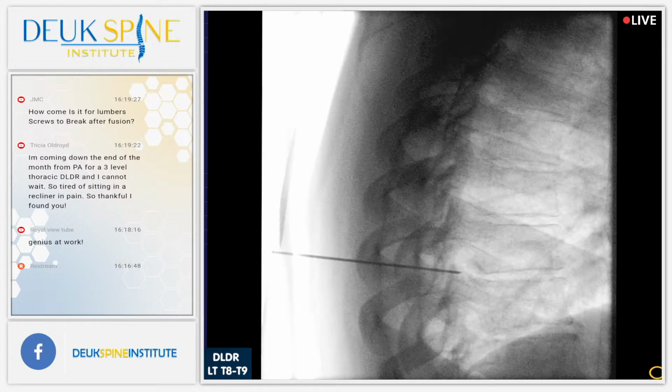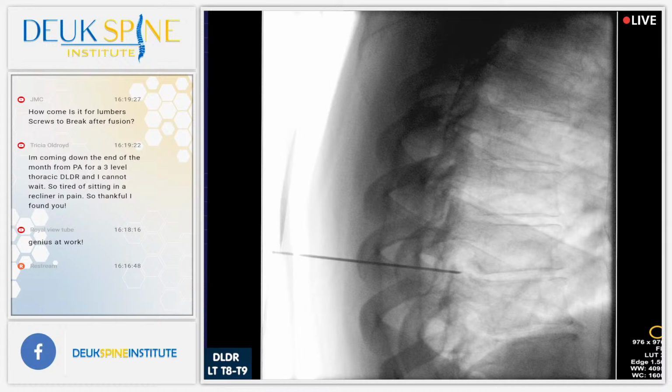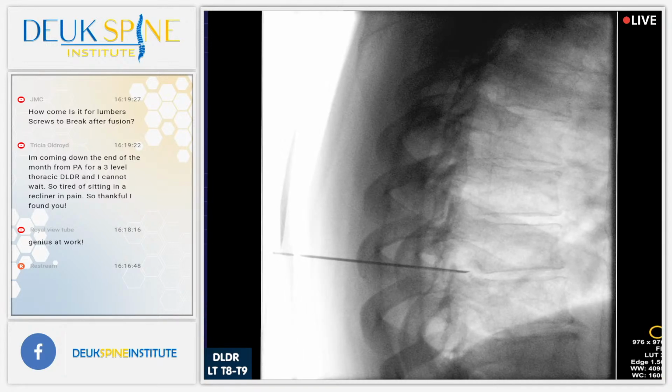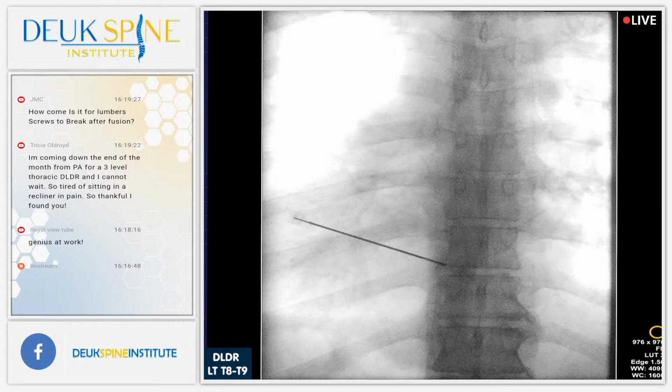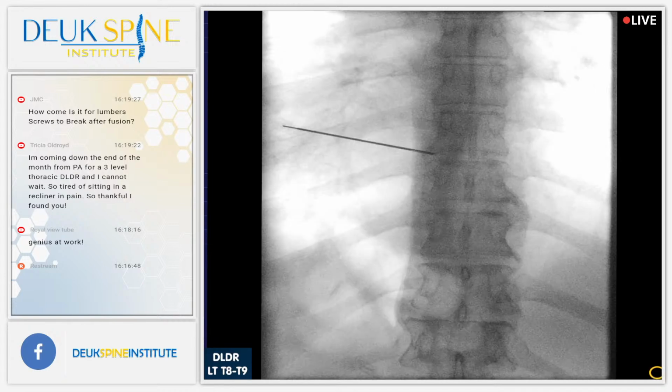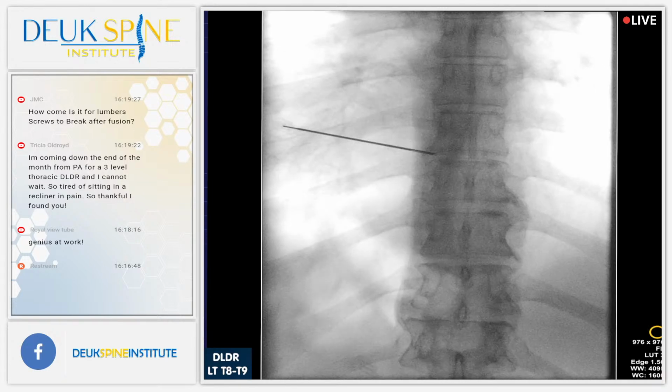Shot. Okay, give me an AP. We're going to check our levels again on AP. You can't really tell where you are on lateral. In terms of what level you're at, 8-9, 9-8, 7-8, 9-10. I believe we're at 8-9 based on our original localization. Yeah, we're at 8-9, but let's go down and verify that. So we're going to count ribs up, one down.